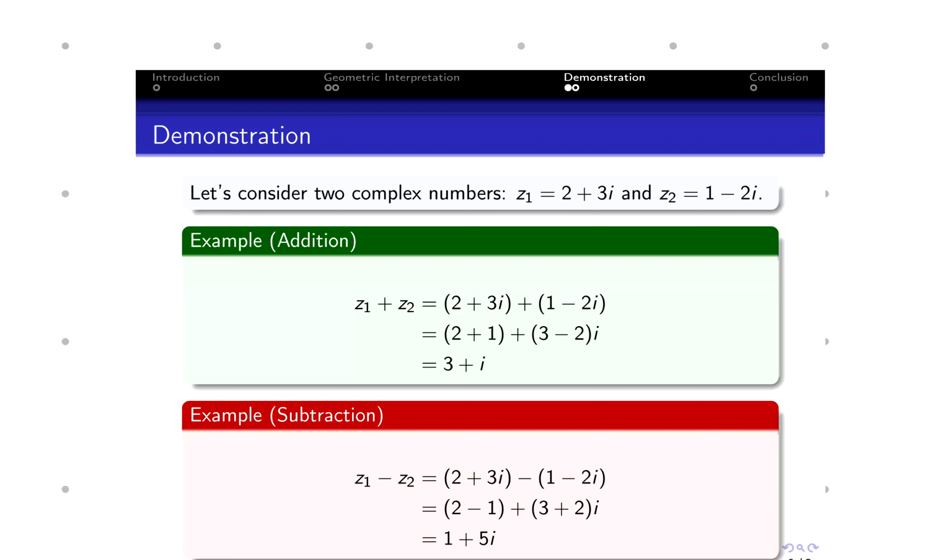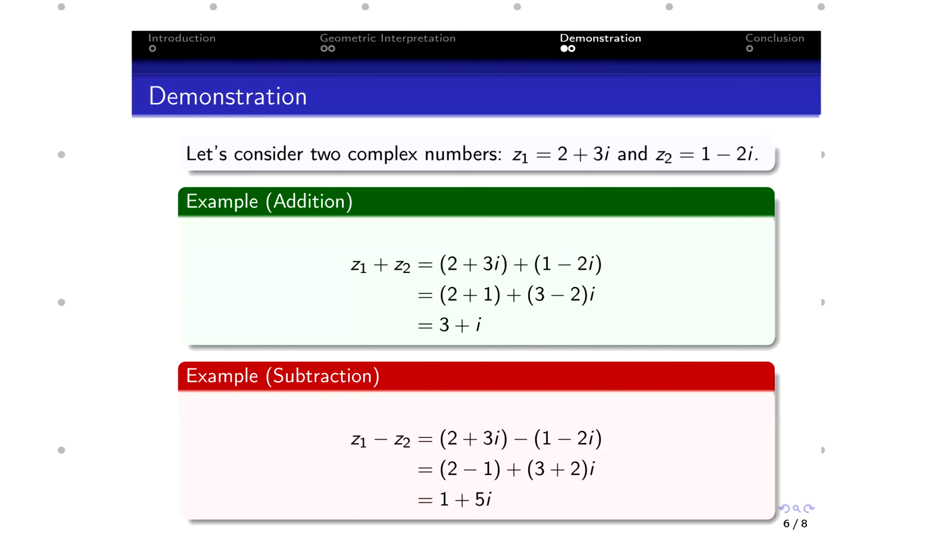So for the demonstration, now let's consider two complex numbers. You have z1 equals 2 plus 3i and z2 equals 1 minus 2i. So z1 plus z2 will simply be 2 plus 3i plus 1 minus 2i. All right, so add the real parts together. That's 2 plus 1. Add the imaginary parts together. You have 3 plus minus 2. That's the same thing as 3 minus 2, because plus times minus is minus. So at the end of the day, you have 2 plus 1, which is 3.